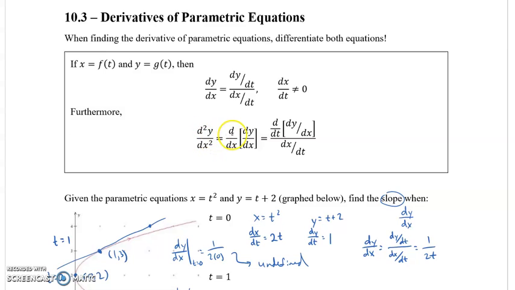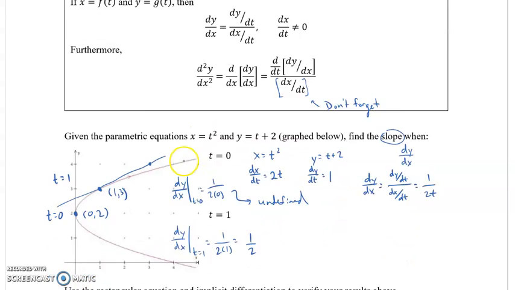When we take the derivative of our derivative, we have to take the derivative of our first derivative with respect to time, but because this is not dx, we also have to divide by dx/dt. This part right here shows up for the second derivative, so it's something that's easy to forget, so I'll say, don't forget. It's essentially the chain rule, so don't forget the chain rule. All right, so let's see if we can find that second derivative here.